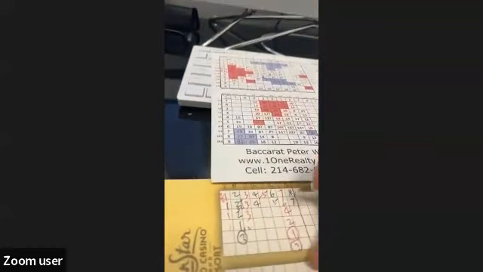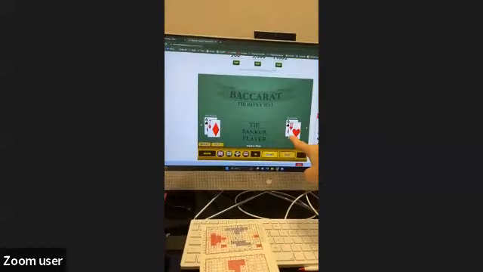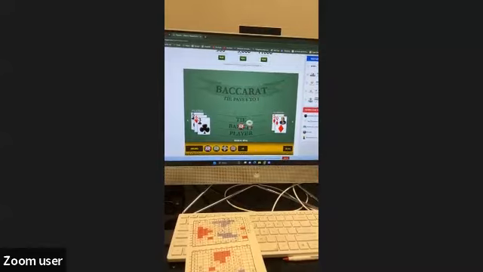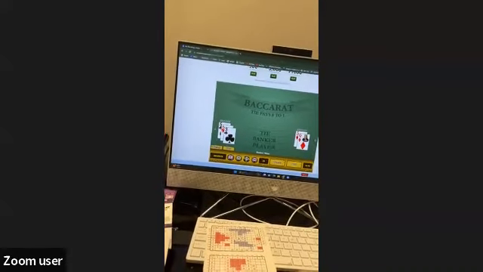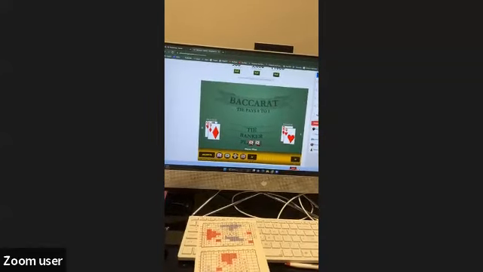Now, since 9 is here, so we bet $5. Got it. 3. 0-3, 20. Got it.